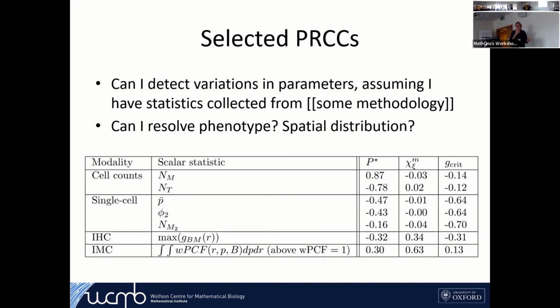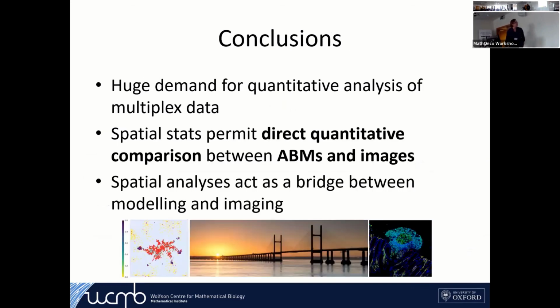So if I have a system like the one I've talked to you about, where both space and phenotype are important, I'm only going to be able to understand that if I'm measuring from my images spatial statistics or phenotype statistics, or ideally both. And that's something that is borne out through the whole massive table of this that I've not really talked to you about.